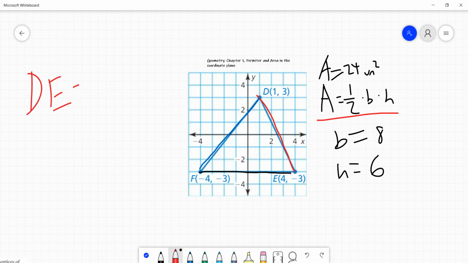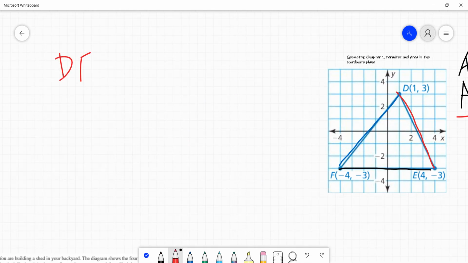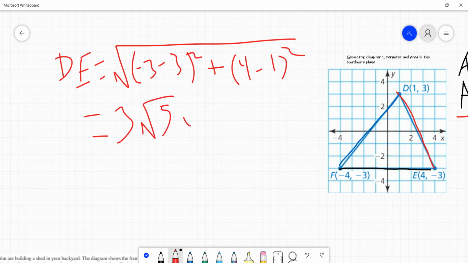DE is equal to the root of, let me do this a bit further back so I have more space. Okay. So DE is equal to the root of (-3 minus 3) whole squared plus (4 minus 1) whole squared. That should just be, let's see, 36 plus 9, that's 45, and the root of 45 is the same thing as 3 root 5. So that's 3 root 5 units.